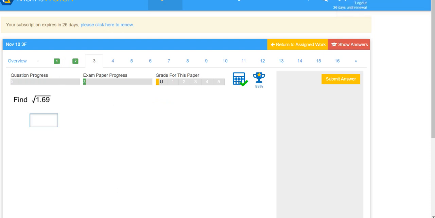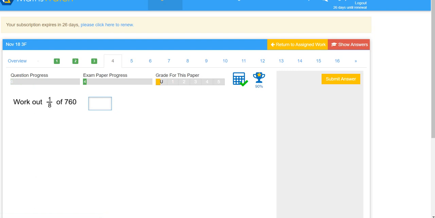Question 3. Find the square root of 1.69. So I put it into my calculator, and it should tell me that it is 1.3. That 1.3 times 1.3 would give me 1.69. It's testing, can this person use a calculator?